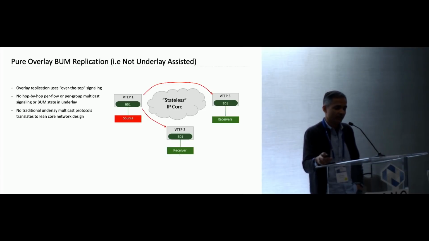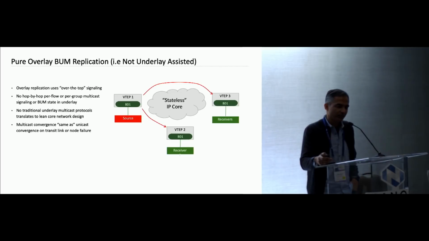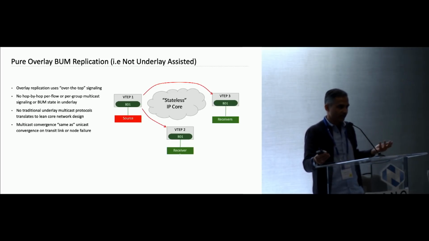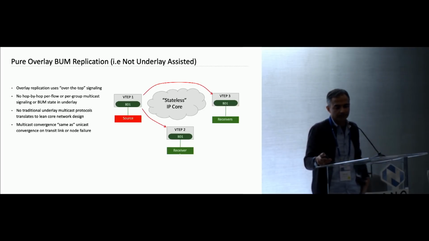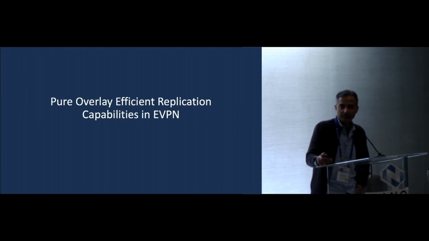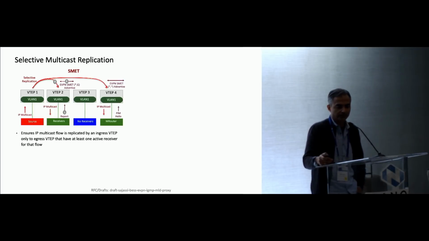The problem with overlay replication is that, depending on your implementation, your convergence is effectively the same as your unicast convergence. The problem with overlay replication is that it is not so efficient, especially when you're talking about ingress replication. But EVPN does have some new capabilities that improve overlay replication. We'll talk about that in this last section.